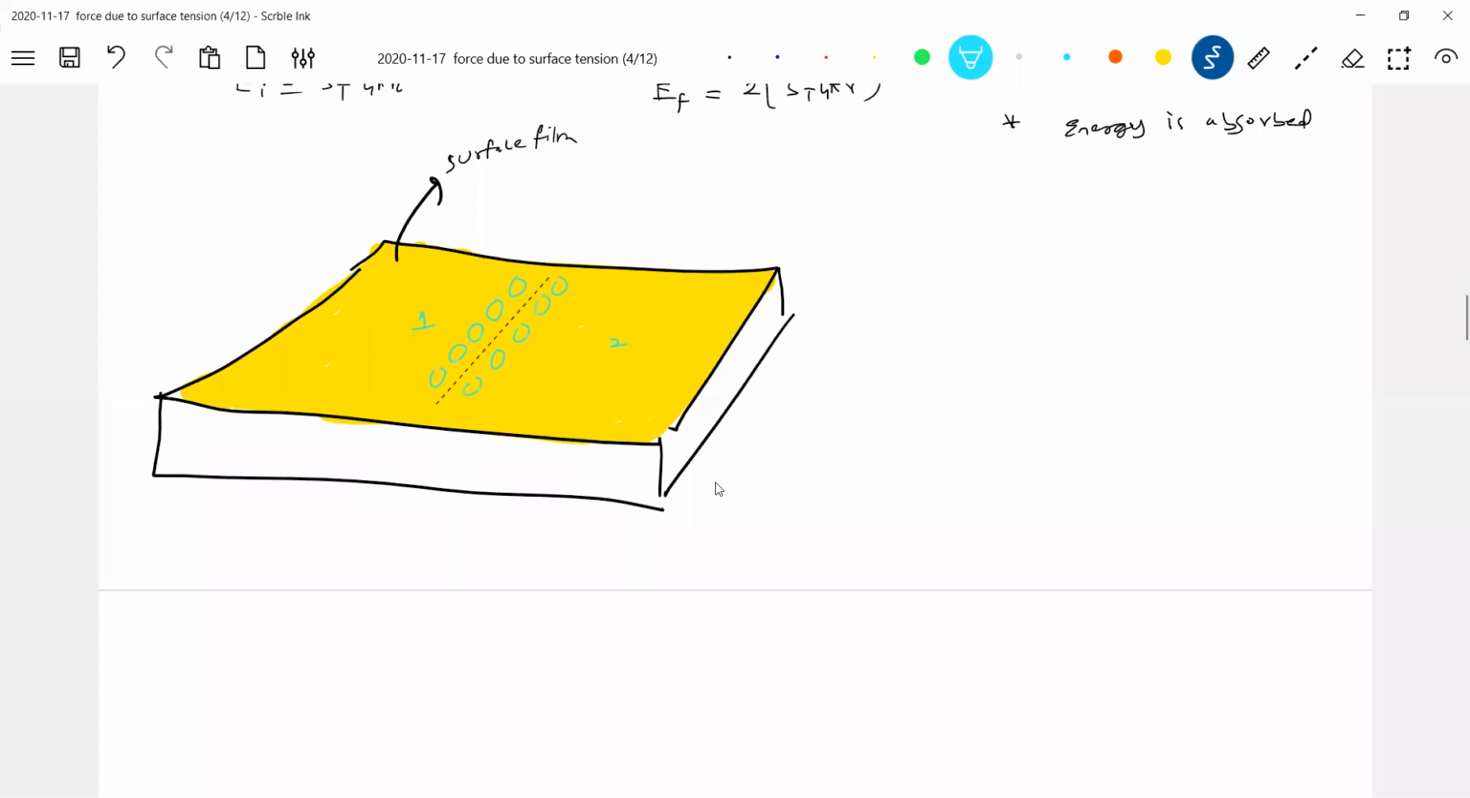Because if you take two molecules, tell me what they do. Let me take this as molecule P, molecule Q. Tell me how the force of interaction between them acts. They'll exert a force, attractive or repulsive? Attractive. So it will be like this. This is FQP, and this will be FPQ. What do you mean by that? Force acting on P due to Q, it's attractive. And similarly, force acting on Q due to P, attractive. So these molecules are trying to pull each other.